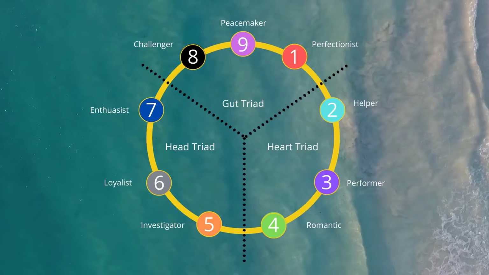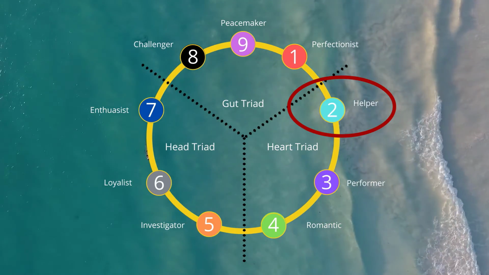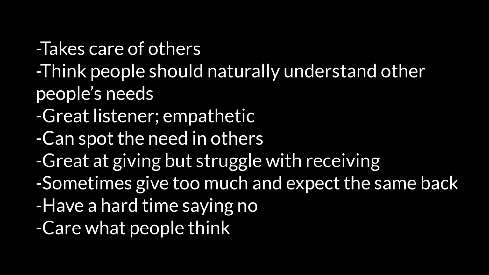Enneagram type number 2 is the helper. Famous 2s include Glenn Close, Princess Diana of Wales, Desmond Tutu. The primary attributes of the helper are takes care of others, think people should naturally understand other people's needs, great listener, empathetic, can spot the need in others, great at giving, but struggle with receiving, sometimes give too much and expect the same back, have a hard time saying no, and they care what people think.